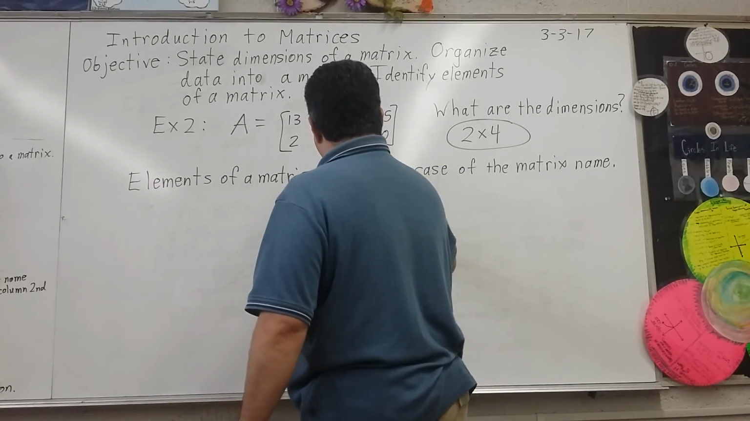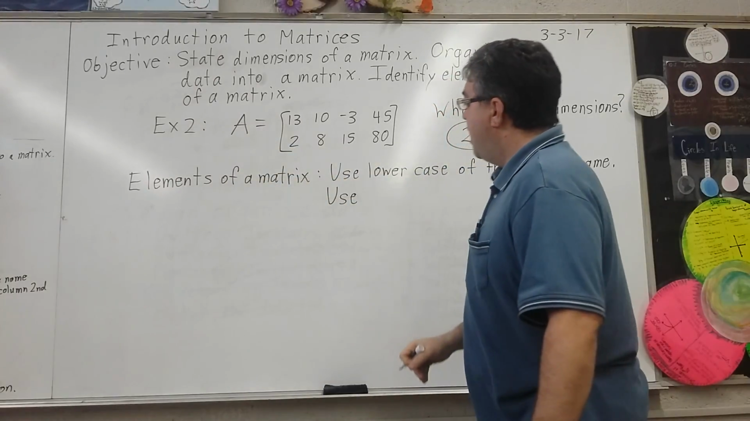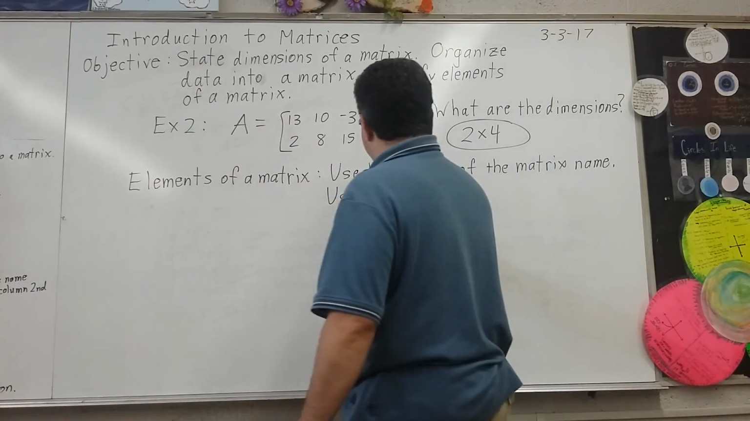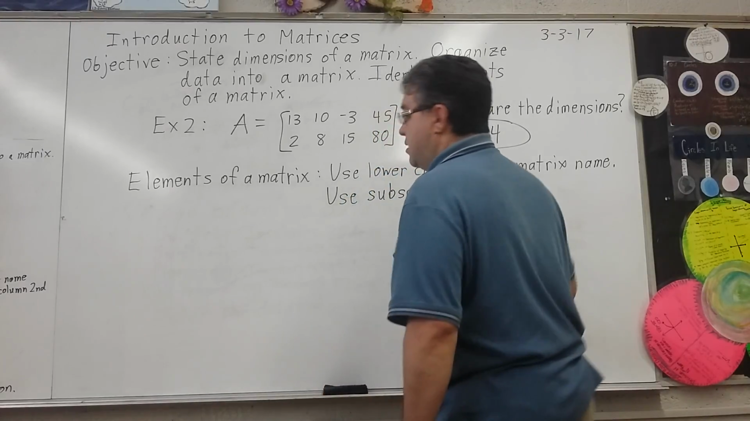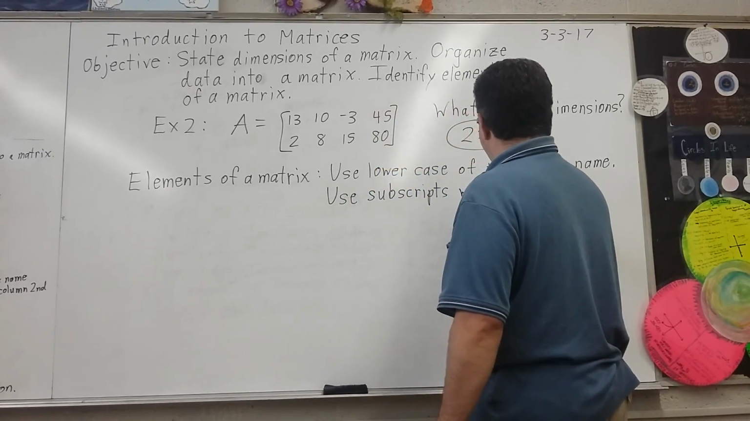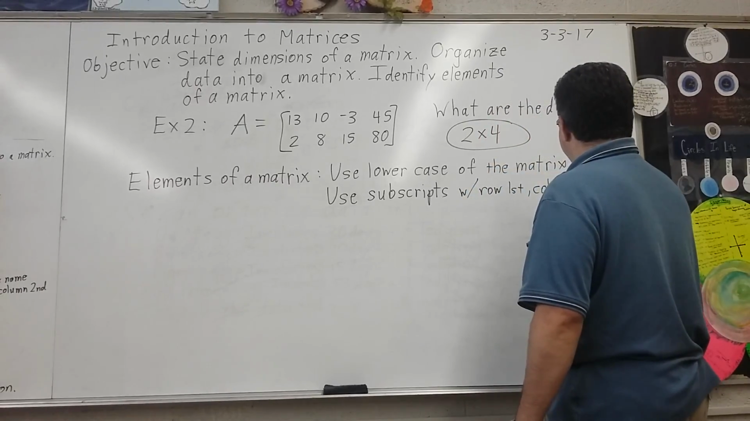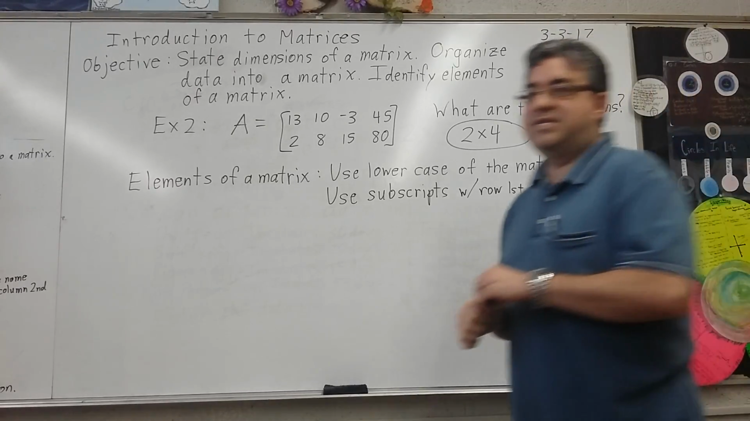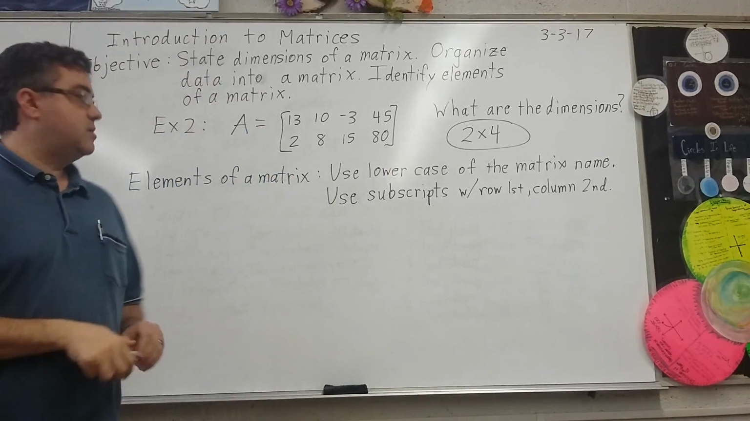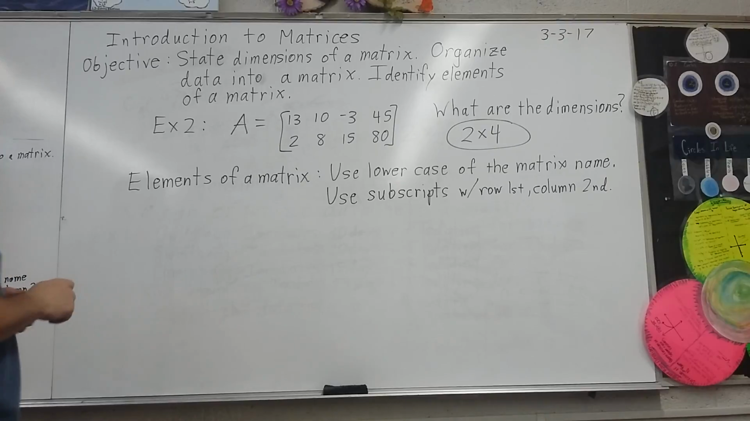So we'll use the lowercase version of the letter. So for this one, we use lowercase a. And we will use subscripts with the row first, the column second. And that is how we will identify the particular element of a particular matrix. By row first, column second.